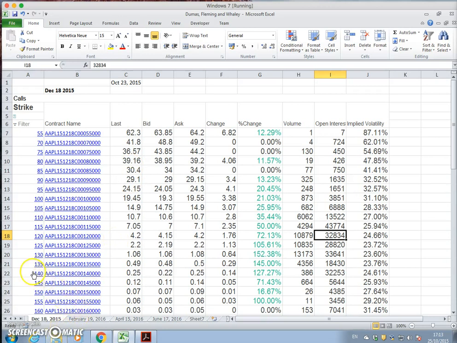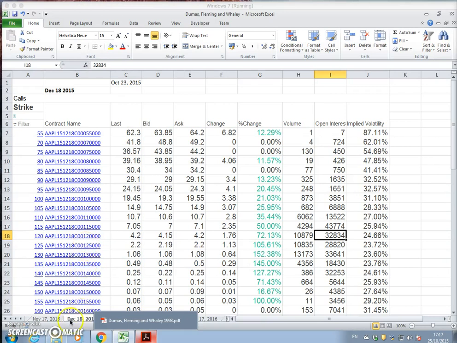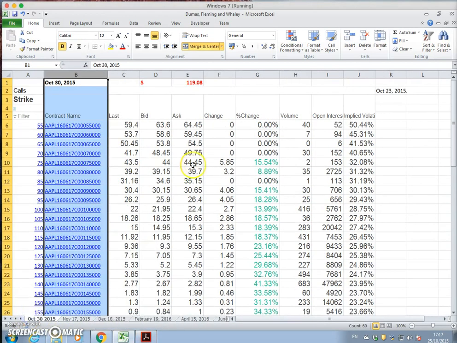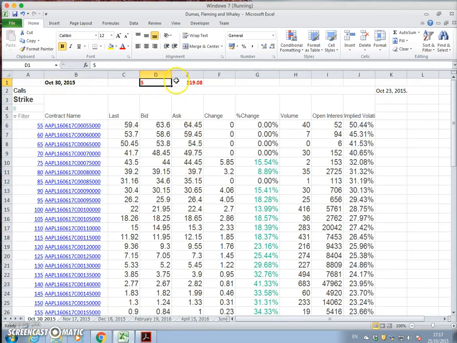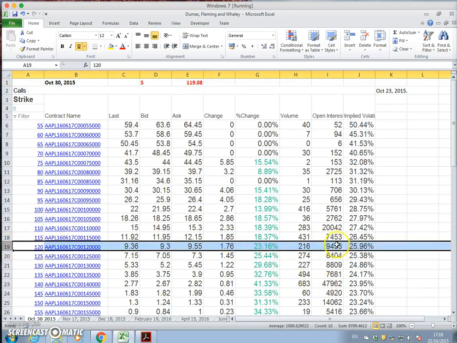That frequently is found where the option exercise price is close to the stock price on a particular day. So on October 23, 2015, the Apple stock price was 119.08, and again, if we look at the volumes of trading going on here, typically the volumes tend to be greater close in the region around it.